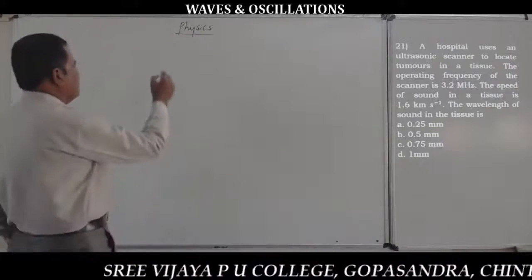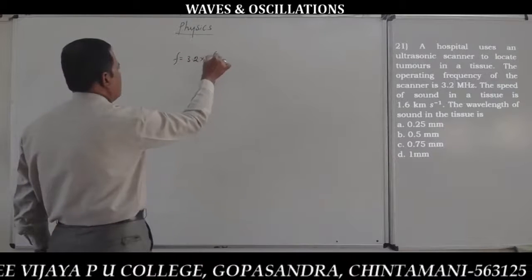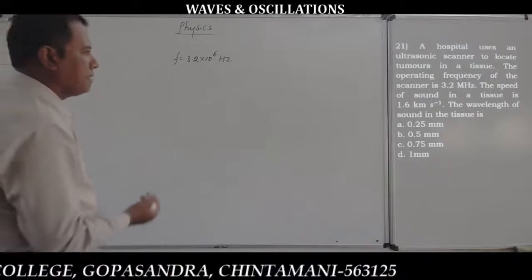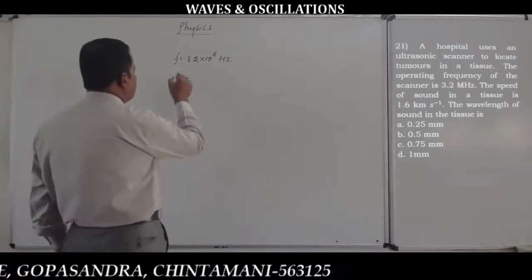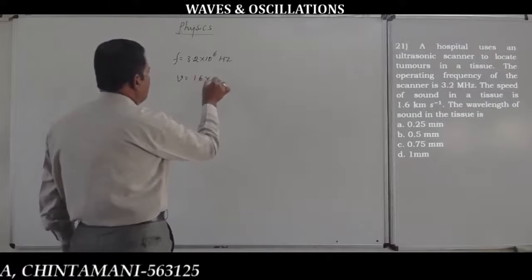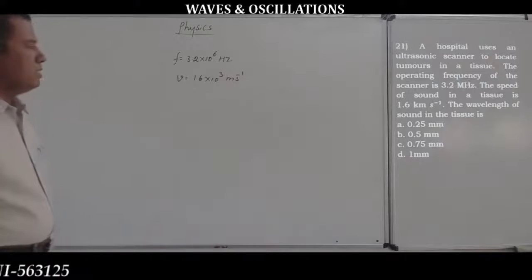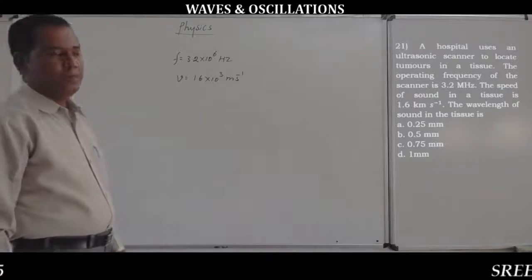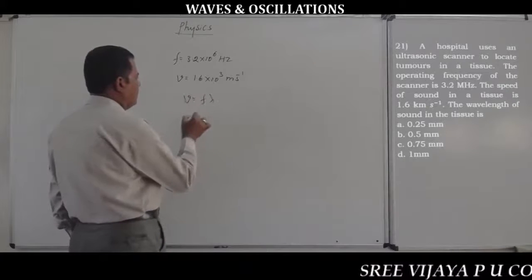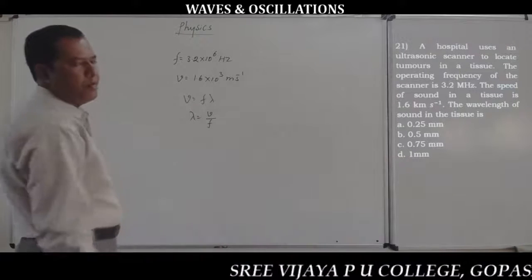So frequency is given as 3.2 megahertz, 3.2 into 10 power 6 hertz, and the speed of sound in the tissue, V, is given as 1.6 into 10 power 3 meter per second. It is given as kilometer per second, so when you convert to meters, it becomes 1.6 into 10 power 3 meter per second. So we have the relation V is equal to F lambda. Lambda is equal to V by F.